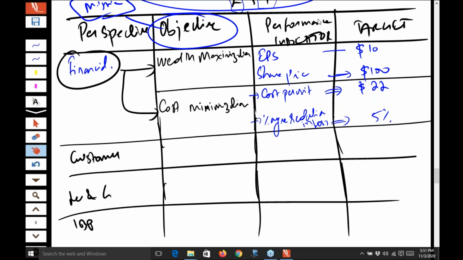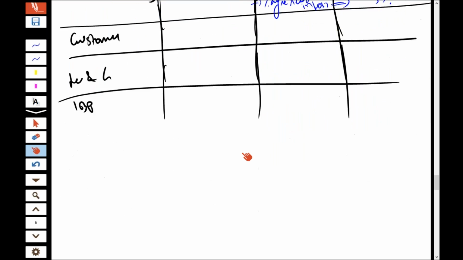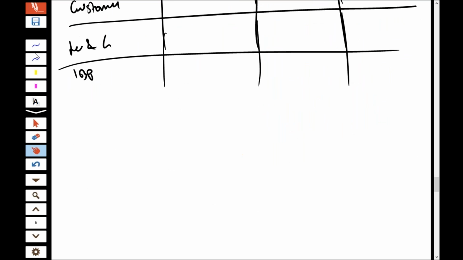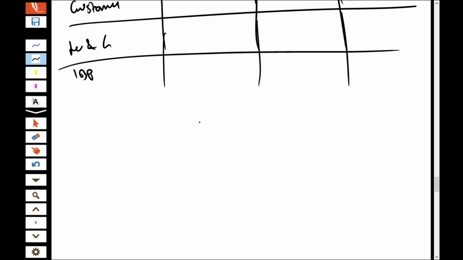Okay, good enough. So we are done with this balance scorecard, which is an important model with respect to performance management. So I'm going to take a short break. We've been studying for more than 1.5 hours now. So I'm taking a break for 10 minutes.